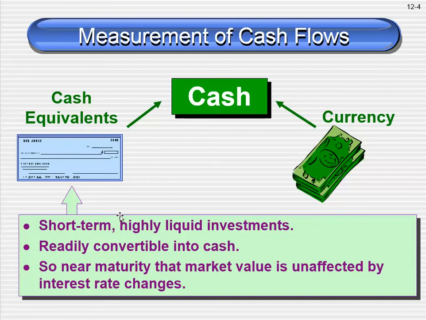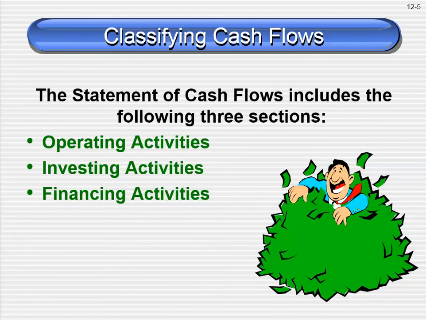So when we talk about cash, we're not just talking about paper cash. We're talking about also short-term, highly liquid investments, things like short-term treasury notes, maybe 90 days or less maturity, something that can be readily converted into cash. So either it's so near maturity that its market value will be unaffected by interest rate changes, or it actually is cash. Now, if you remember way back to the beginning of the course, the statement of cash flows has three sections. It has an operating activity section, an investing activity section, and a financing activity section. So let's look at each one of those in a little bit more detail.